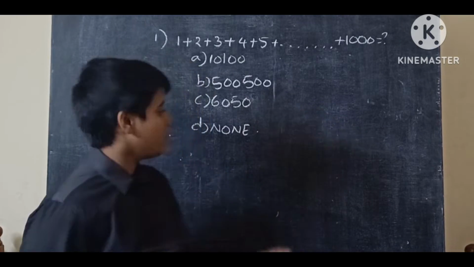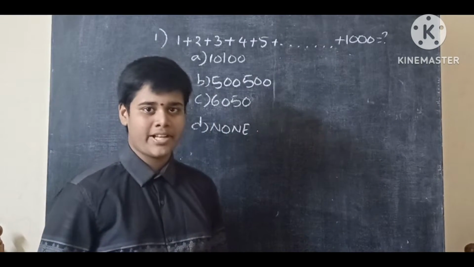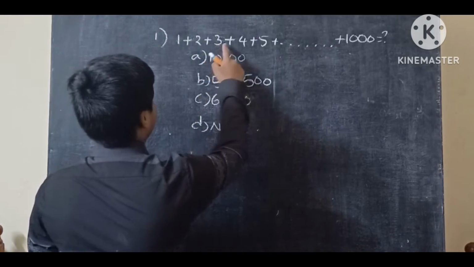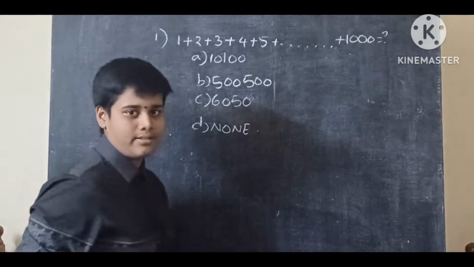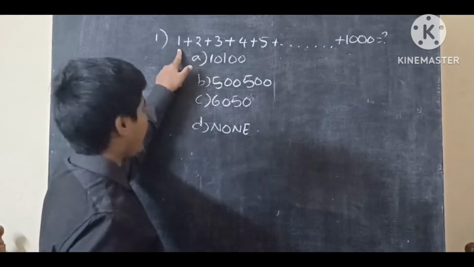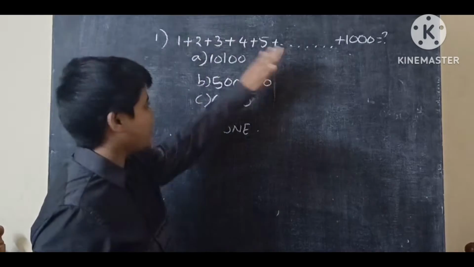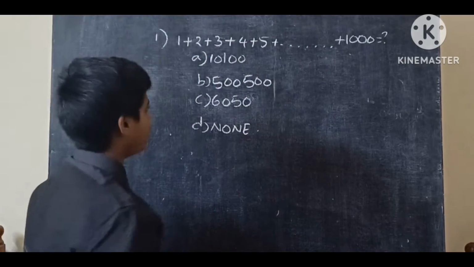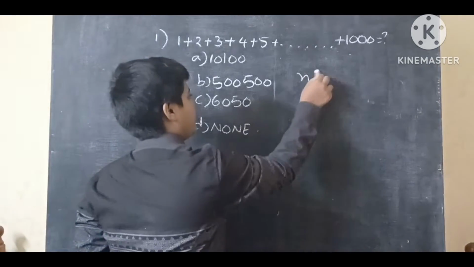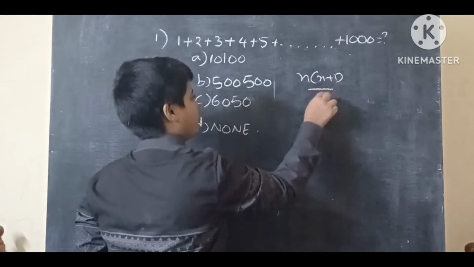In competitive exams like these, questions will be asked in Maths Olympiads or IMO. If you see 1 plus 2 plus 3 plus 4 plus 5 up to 1000, we have to add the numbers. Here the starting number is 1, which means this is a set of natural numbers. I already told the formula for this: n into (n plus 1) by 2.